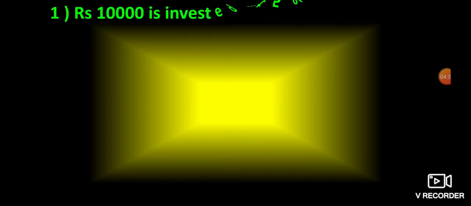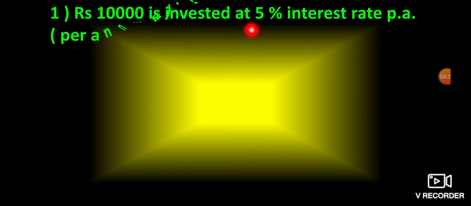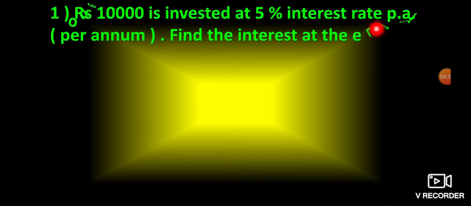Question number 1. Rupees 10,000 is invested at 5% interest rate PA, per annum. Find the interest at the end of 1 year. Listen: rupees 10,000 is invested. We invested 10,000 rupees in the bank at a 5% interest rate. That is, the bank gives us 5% rate of interest. We have to pay back 5% of 10,000 at the end of 1 year. PA is the short form of per annum. Per annum means per year.